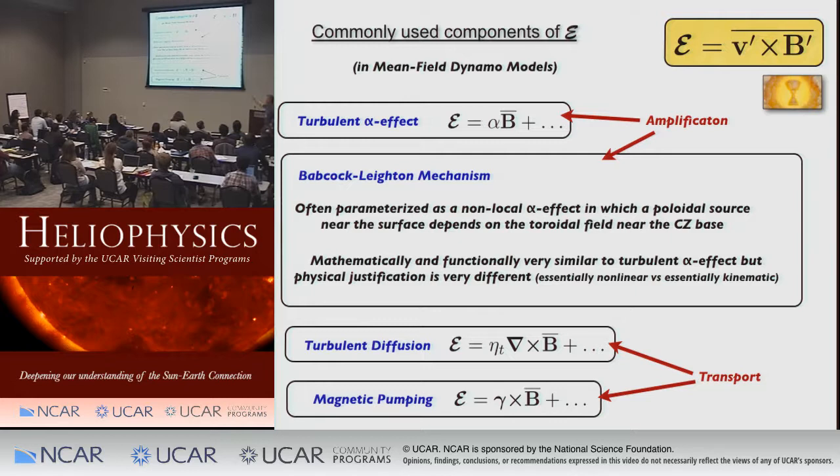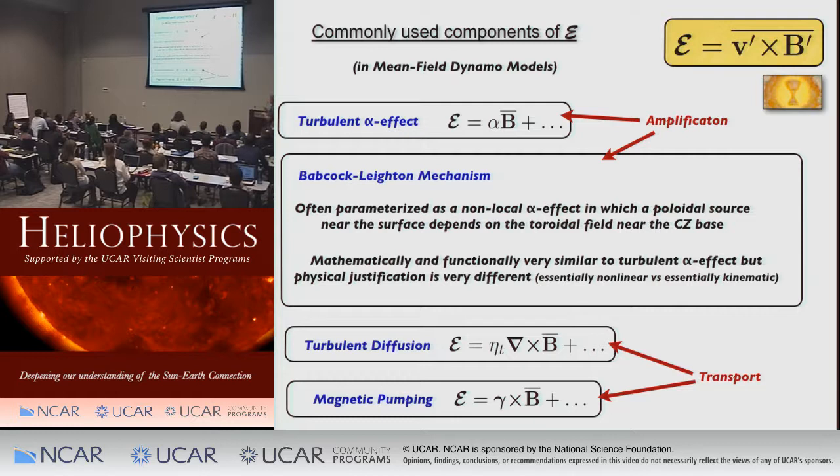I would say this is essentially nonlinear. The idea of the destabilization of a flux tube, the velocity intrinsically depends on the magnetic field. Without the magnetic field, there wouldn't be any velocity. So I would say this V prime is essentially nonlinear, whereas this is essentially kinematic. This is just lifting and twisting in the field.